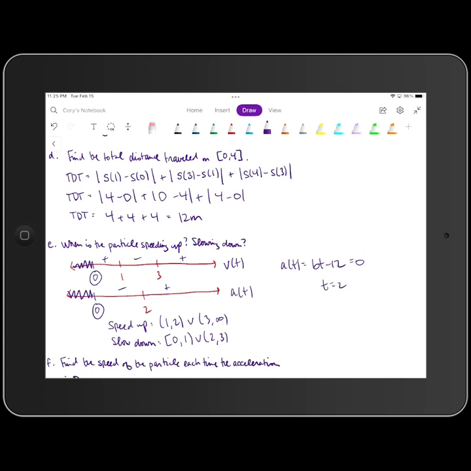With these two sign charts, we can give a really detailed description about the motion of our particle. We know that from 0 to 1, the particle is moving forward and it's slowing down. The next interval from 1 to 2, the particle is moving backwards and it's speeding up. Next interval from 2 to 3, the particle is moving backwards and it's slowing down. And then the last interval from 3 to infinity, the particle is moving forward and it's speeding up.